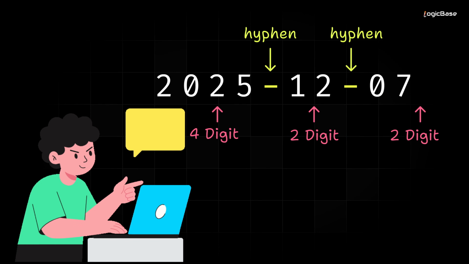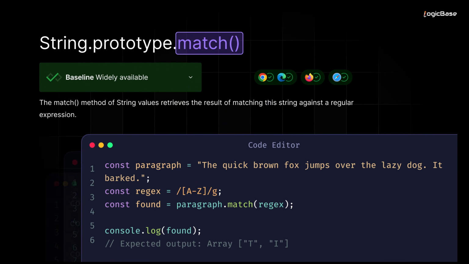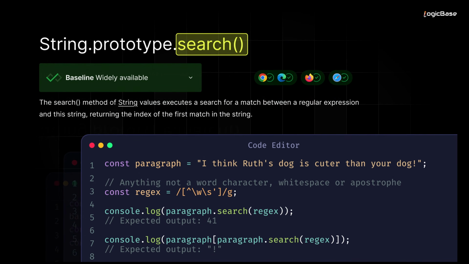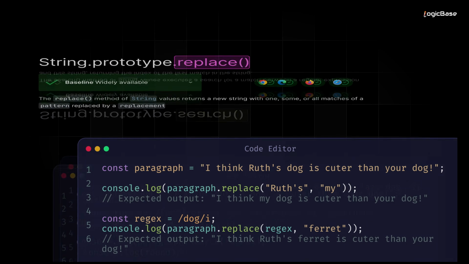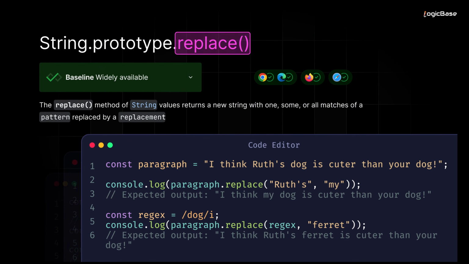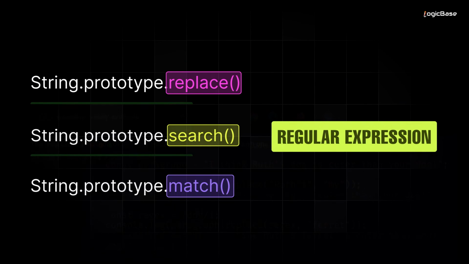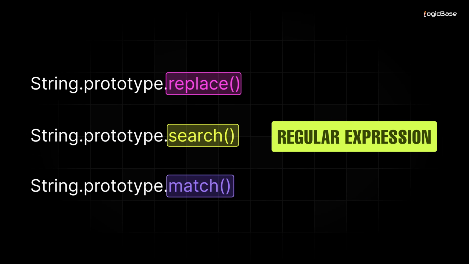For example, in JavaScript, you can use match to find all matching patterns within a string. With search, you can check if there's a single match. And using replace, you can replace that matching pattern with something else. But before doing any of this, it's important to know how to write a regular expression. Let's quickly go through that.